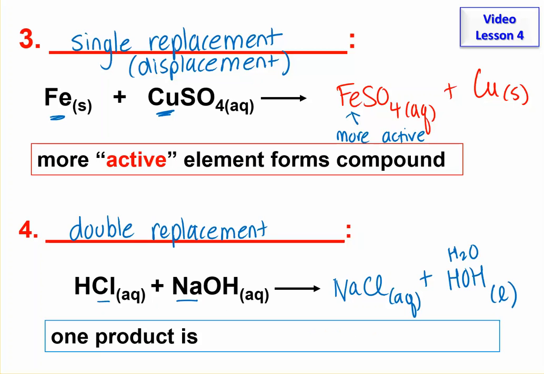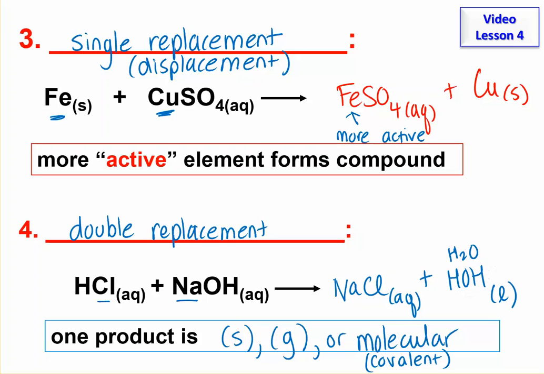In order for this to happen, one product must be a solid, a gas, or molecular. These two products are not solids or gases, so we must have a molecular product, and we do. Water is a molecular product. Remember, molecular is another word for saying covalent compound. So non-metals only, there's our covalent compound. That allows this reaction to occur.